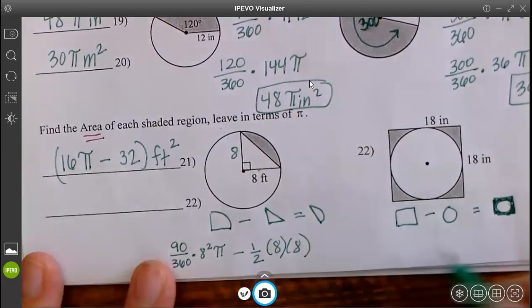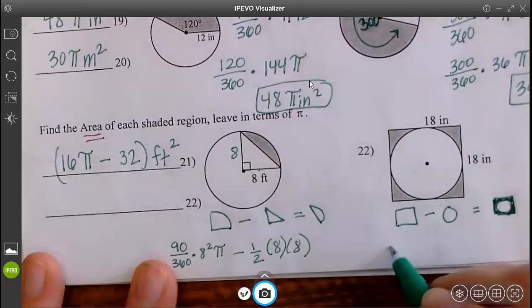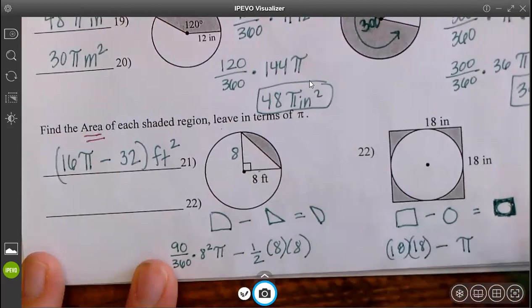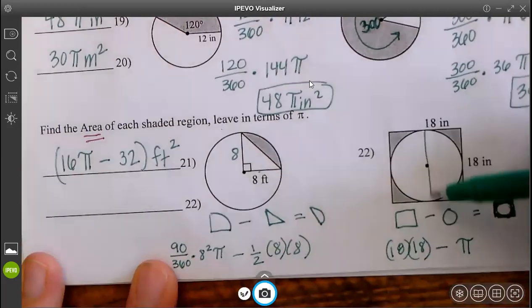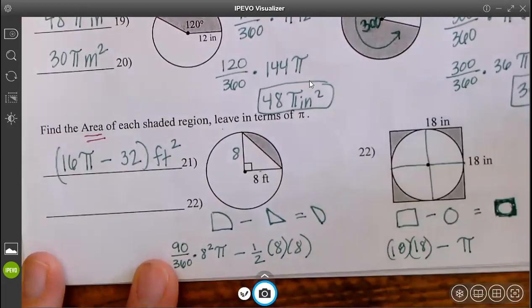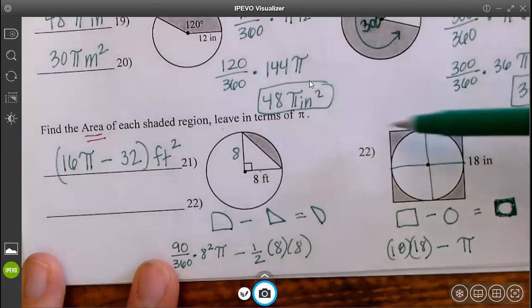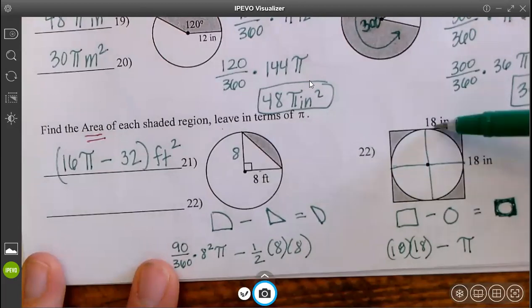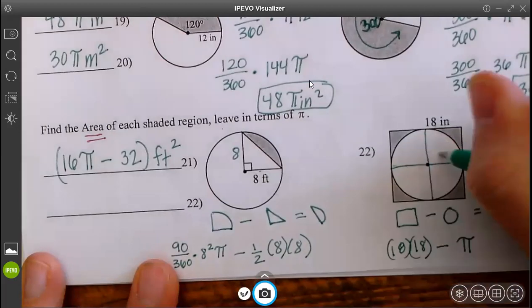Okay, so square is 18 times 18 because it's base times height. Minus pi. So this is kind of a trick, radius squared. So we have to first find our radius. So this is going all the way across. This is 18 inches. So if that's all the way across 18 inches, so is this right here. But that's not our radius, that's our diameter. So if our diameter is 18, half of 18, which is 9, would be our radius.